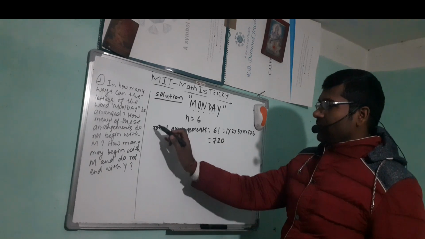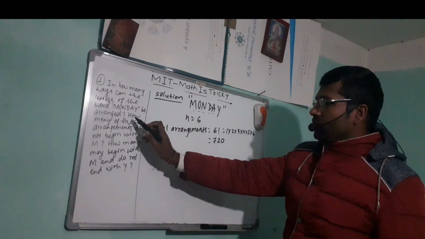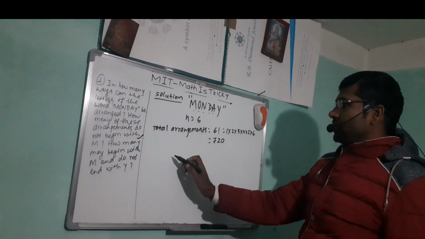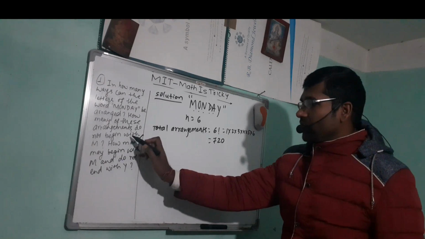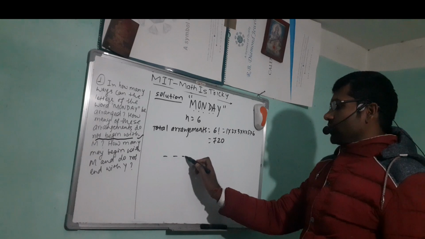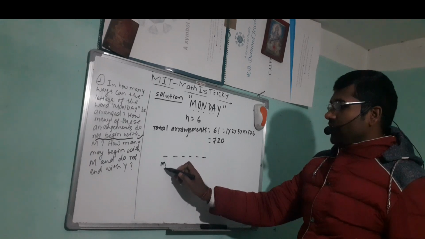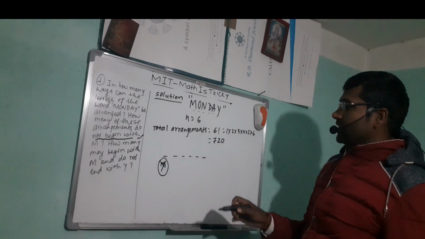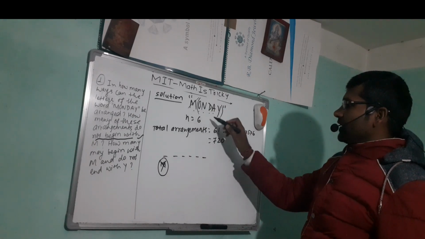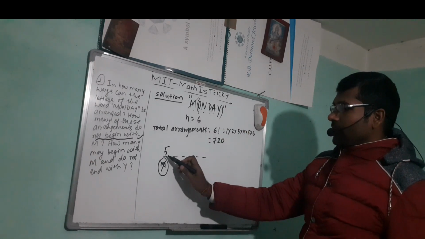Now for the second part, the condition is: how many of these arrangements do not begin with M? So it means we can't put M in the first place. Except M, we can put one of the remaining letters. So 1, 2, 3, 4, 5. 5 choices are there for the first place.